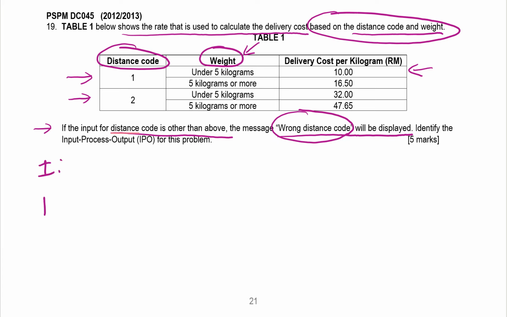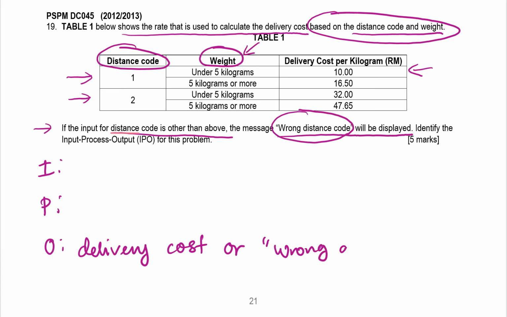First of all, you have to write the output. So what is the output? Here the output is delivery cost, or wrong distance code. Now you have to put double quotes since this one is a message. The message you have to put in double quotes. If you see here, this one doesn't have double quotes, meaning it is a value that will be printed for the delivery cost.